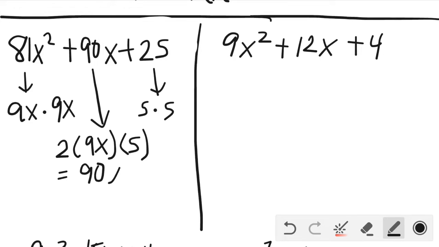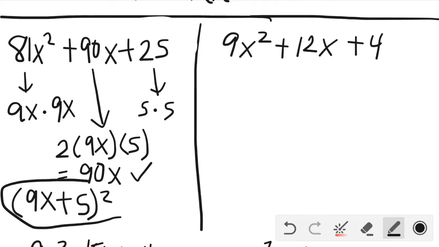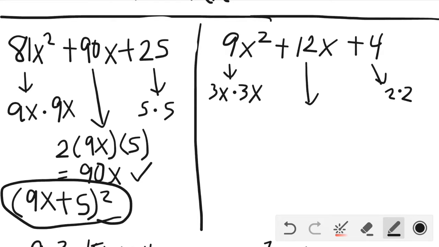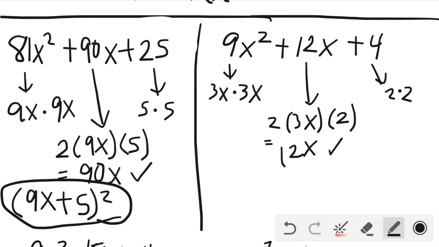Yes, it does. And because it does, we can write our factors as (9x plus 5) quantity squared. Awesome. Let's do the other one. So let's check if we can get the square root of the first term. Same thing with the last term. Alright, let's move to the middle term. I must get a 12x by multiplying 2 by 3x by 2. What do you think? Yep, there you go, you'll get your 12x. In that case, factors must be (3x plus 2) quantity squared.